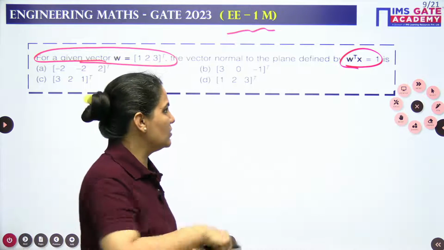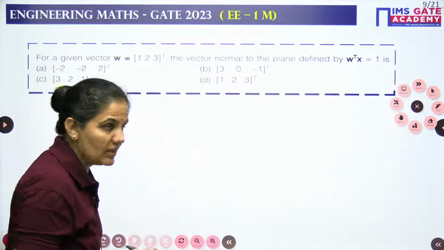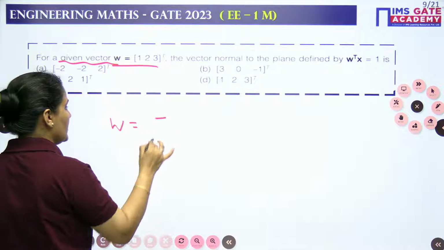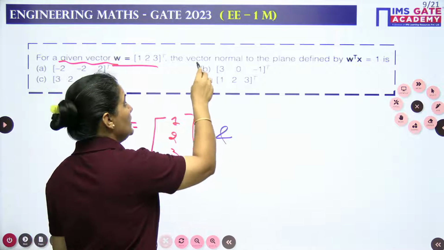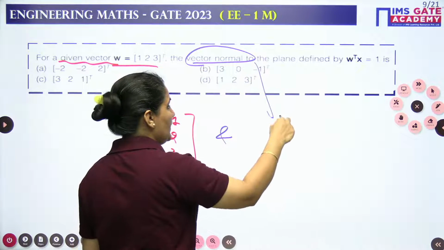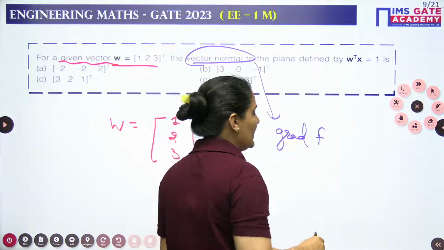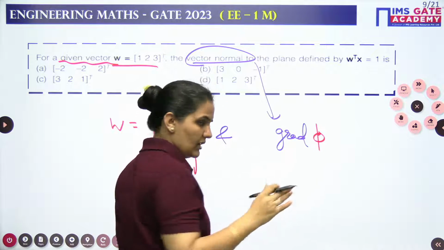So let's approach the question again. Let me read out the question for you, dear students. For a given vector w, which is 1, 2 and 3. If I talk about the vector normal, the normal to the vector is nothing but the gradient. So you need to find out the gradient of any vector, whatever vector you are saying, if it is phi, f, whatever it is.